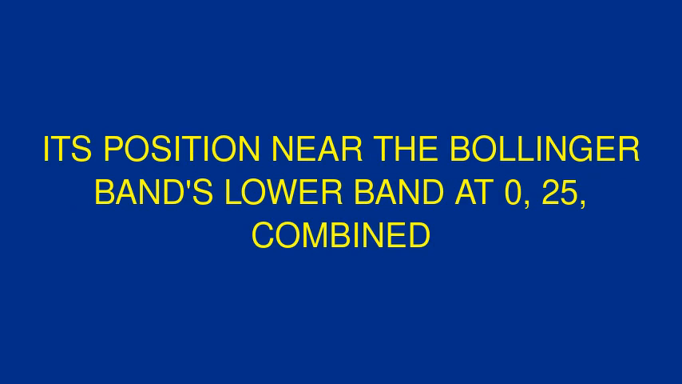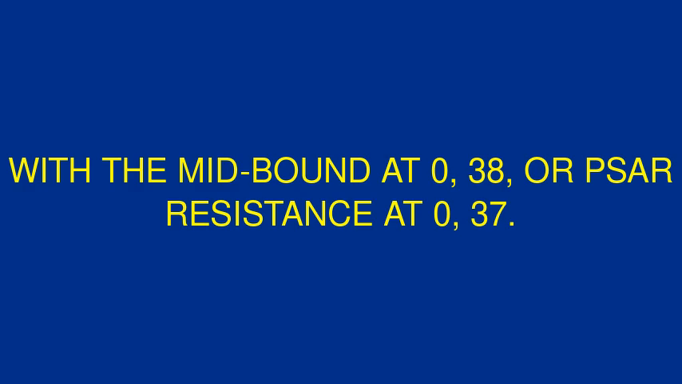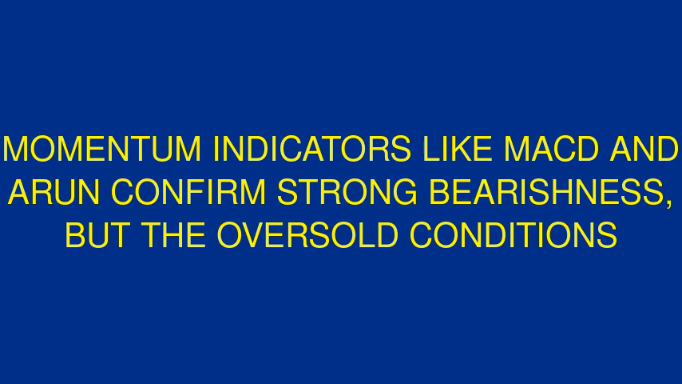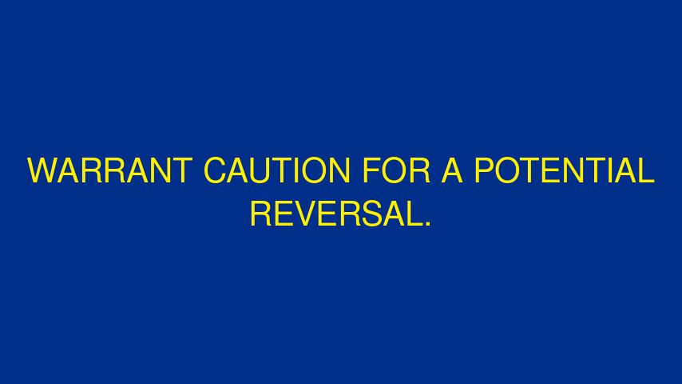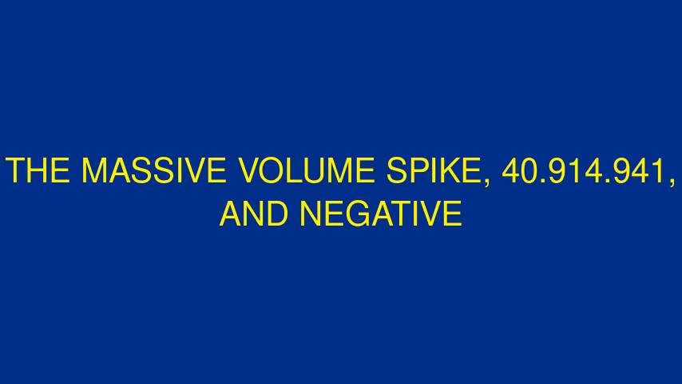The stock is below its 5, 10, 20, 50, 100, and 200-day moving averages, confirming bearish momentum. Its position near the Bollinger Band's lower band at 0.25, combined with oversold signals from RSI 25.32, stochastic, CCI -101.26, and MFI 1.02, suggests a potential near-term bounce to the middle band at 0.38, or PSAR resistance at 0.37. Momentum indicators like MACD and AIRE confirm strong bearishness, but the oversold conditions warrant caution for a potential reversal.